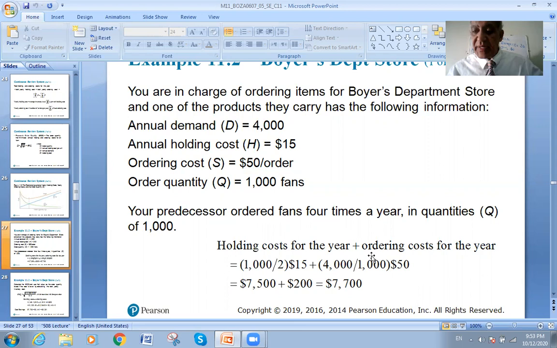Those will give me how many orders? Okay, by dividing 4,000 by 1,000. So this will give me the total cost, 7,700. This is the cost to order fans 4 times a year.